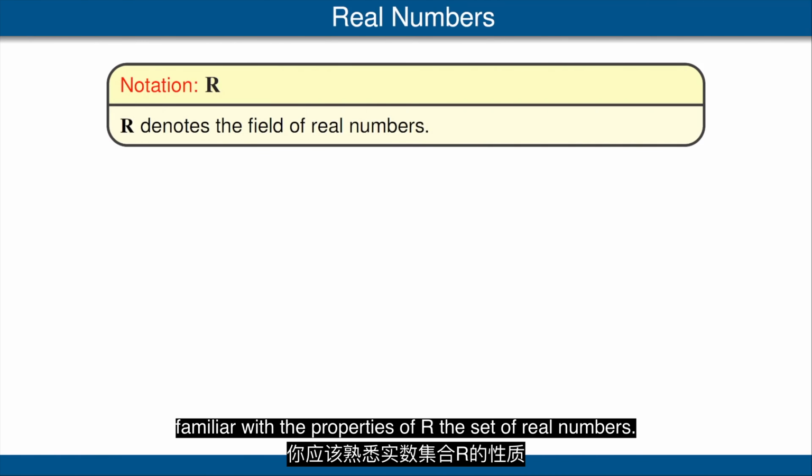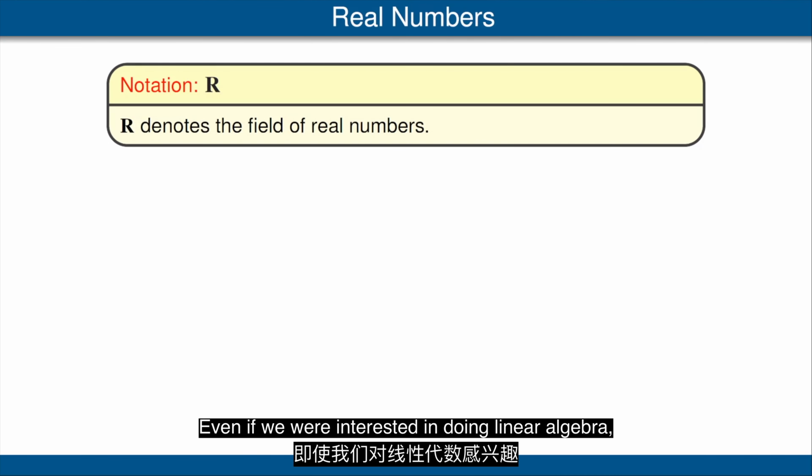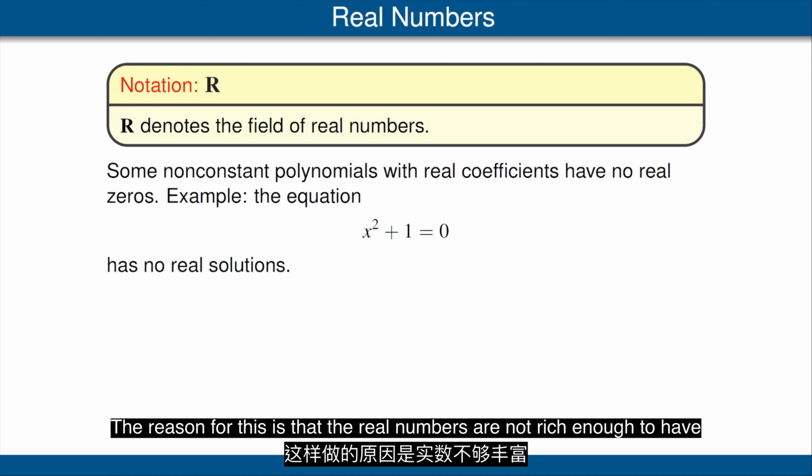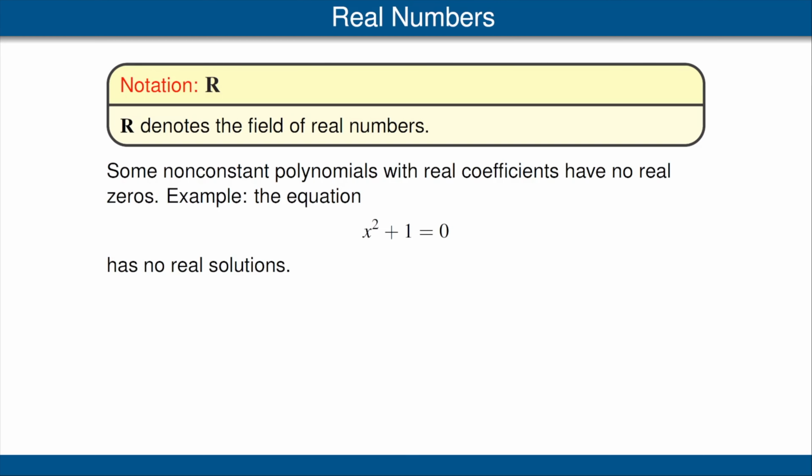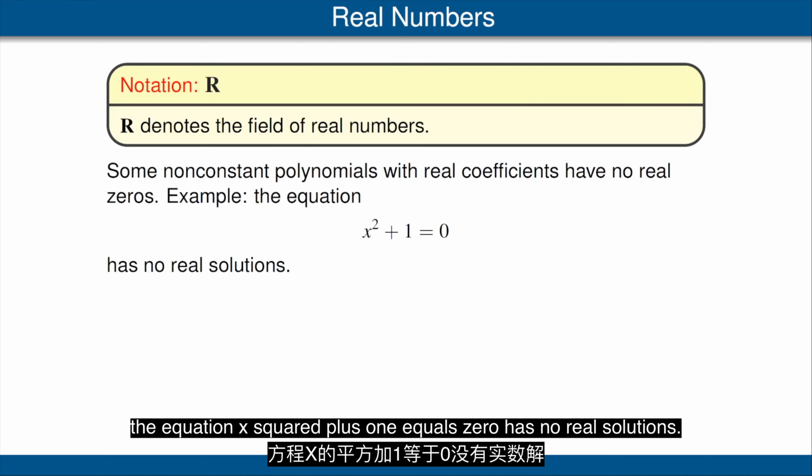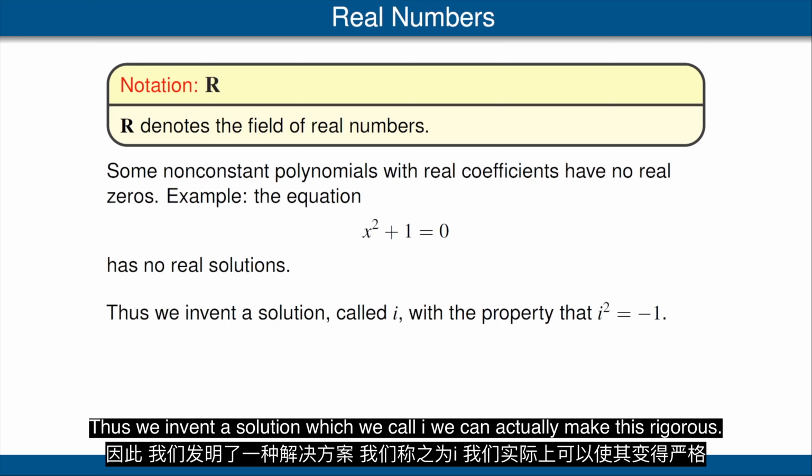You should be familiar with the properties of R, the set of real numbers. Even if we were interested in doing linear algebra just with real numbers, we would be forced to consider complex numbers. The reason for this is that the real numbers are not rich enough to have zeros for non-constant polynomials. For example, the equation x squared plus 1 equals 0 has no real solutions. Thus, we invent a solution, which we call i.